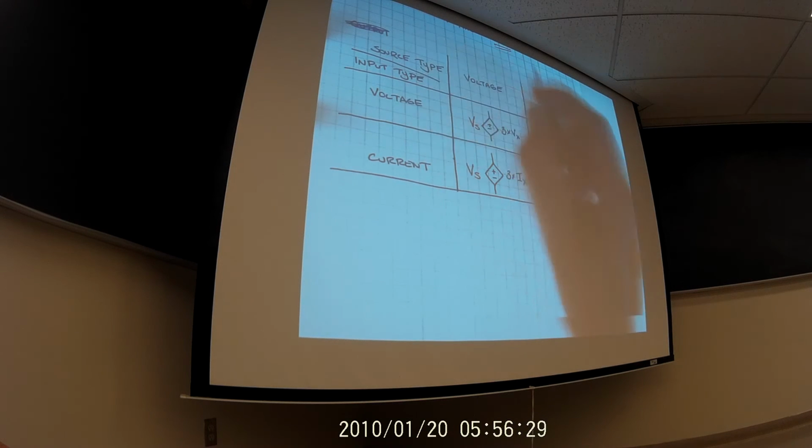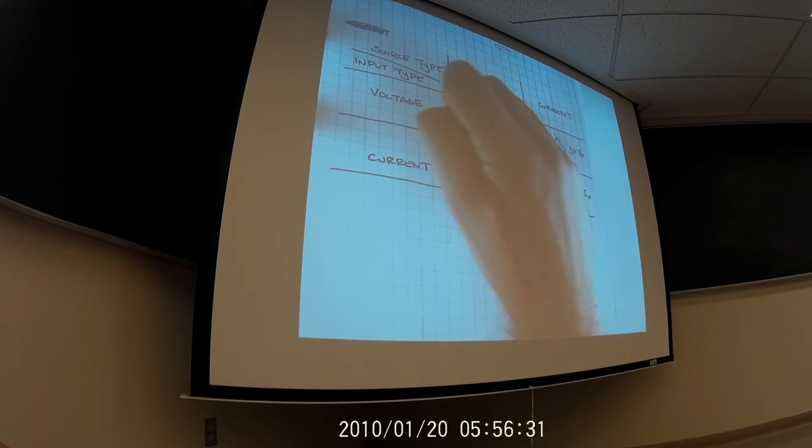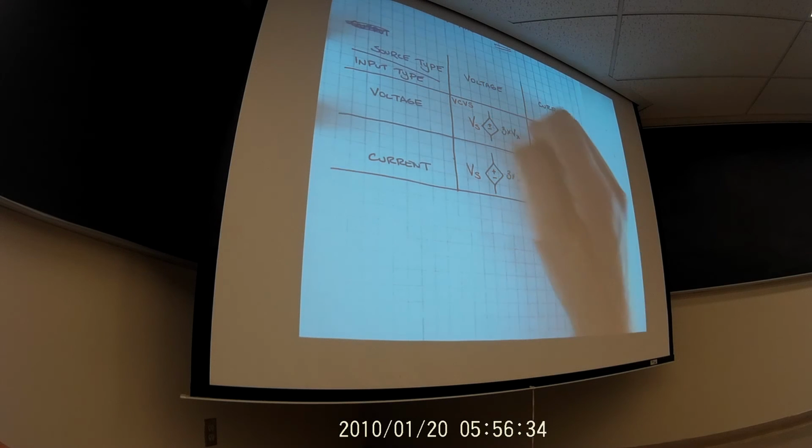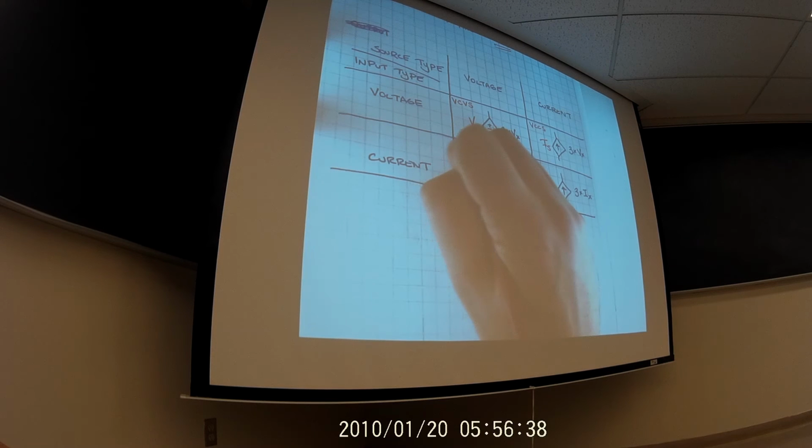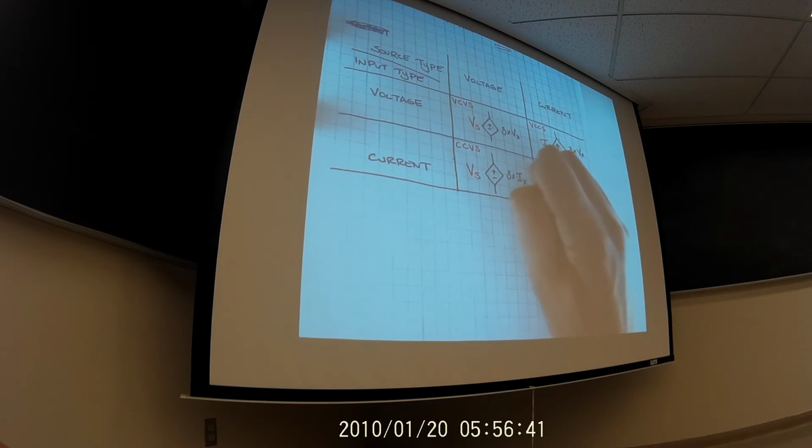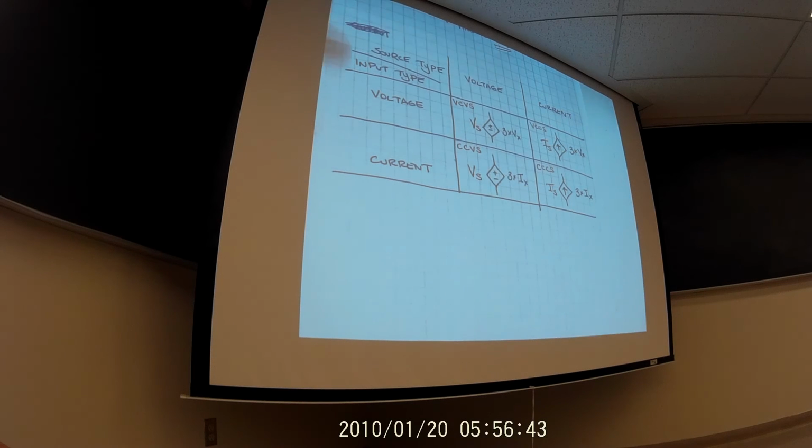And so we give these names. We call this generally voltage-controlled voltage source. We call this voltage-controlled current source. We call this current-controlled voltage source. And we call this current-controlled current source. So if you see those 4-letter acronyms, that's normally what they refer to. VCVS, VCCS, etc.